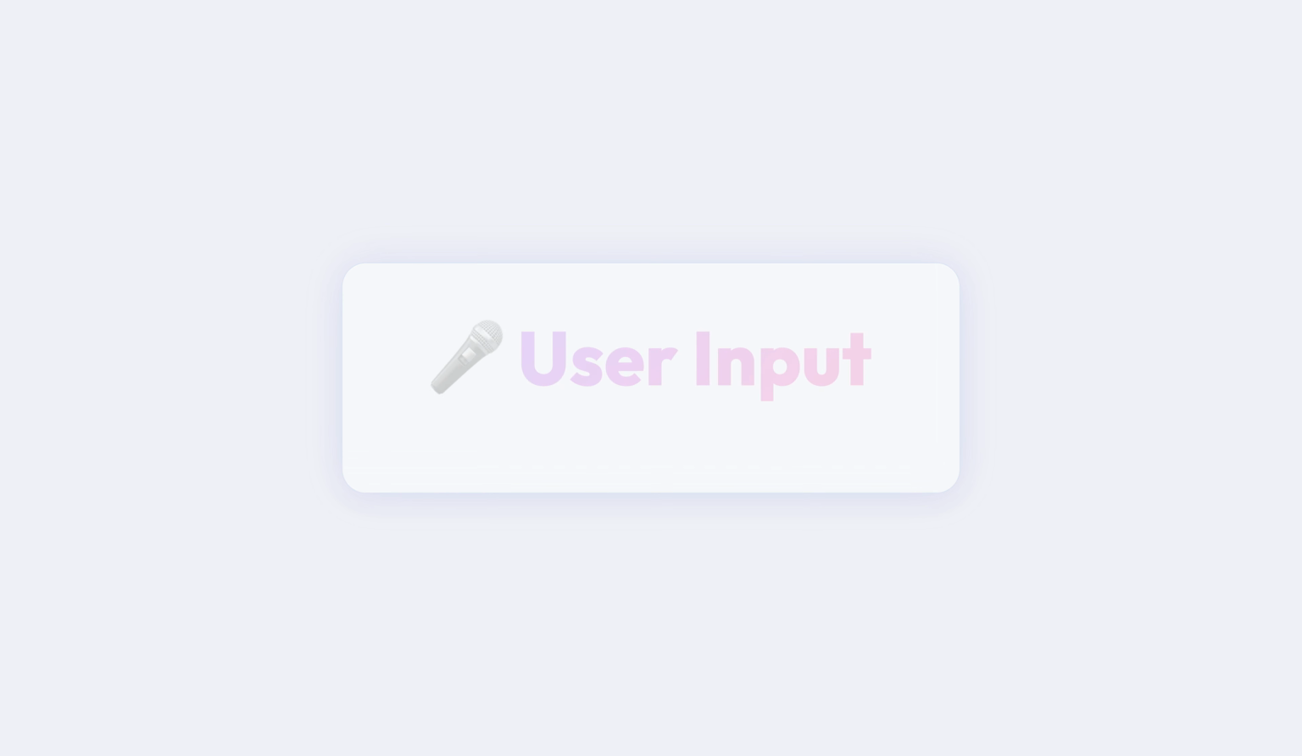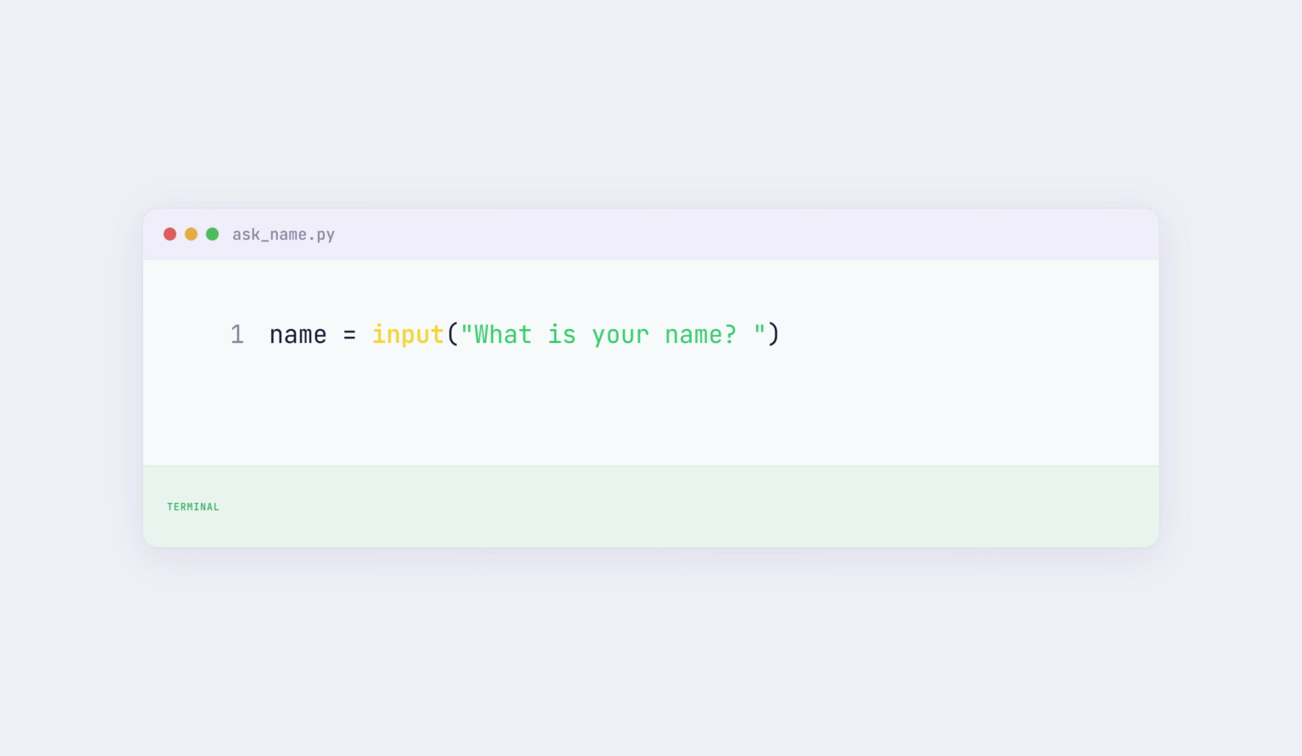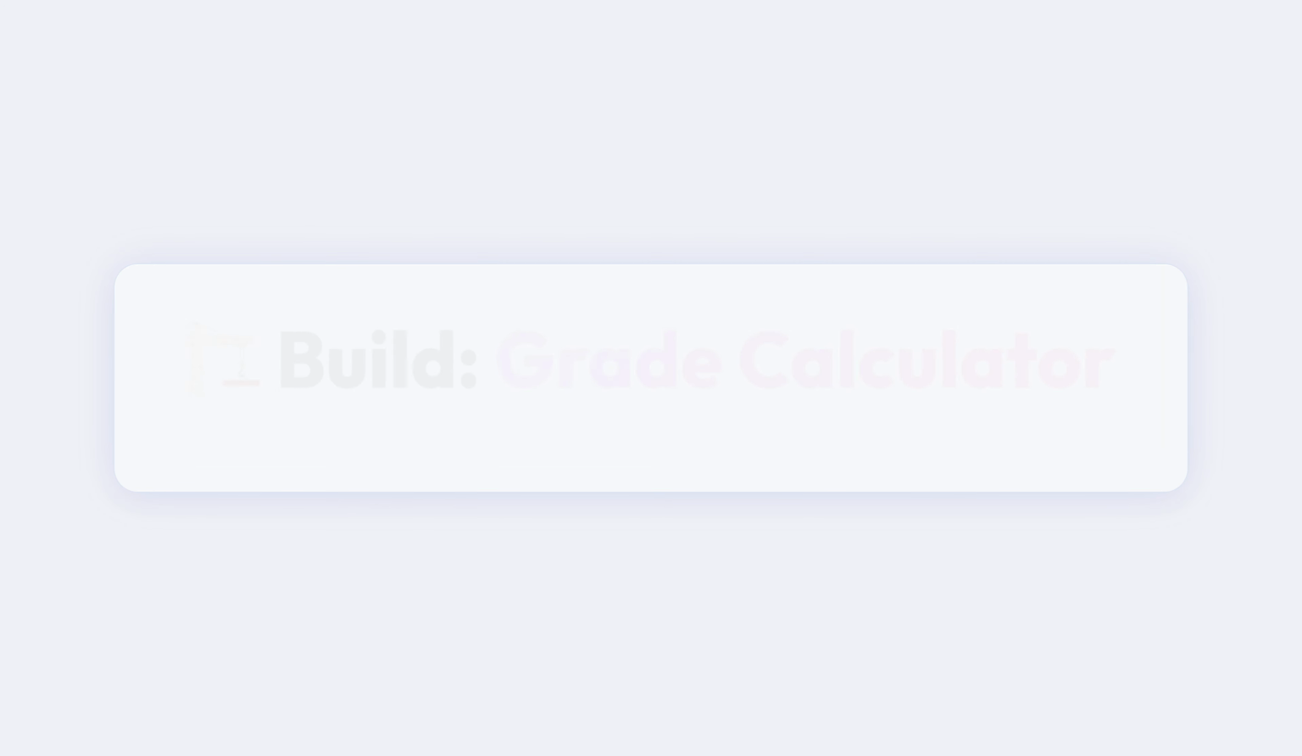So far we've used hard-coded values, but real programs get data from the user. Python's input function pauses and waits for you to type something. Watch. name = input, what is your name? The program pauses. The user types Alice, then print hello, plus name gives us hello, Alice.